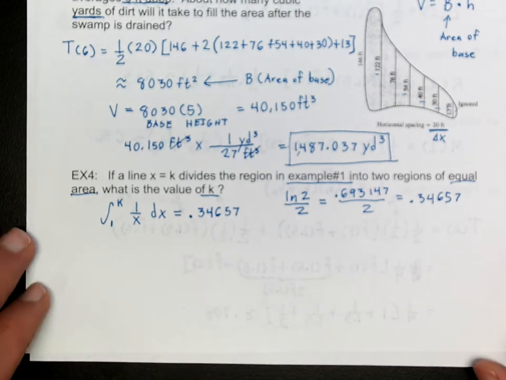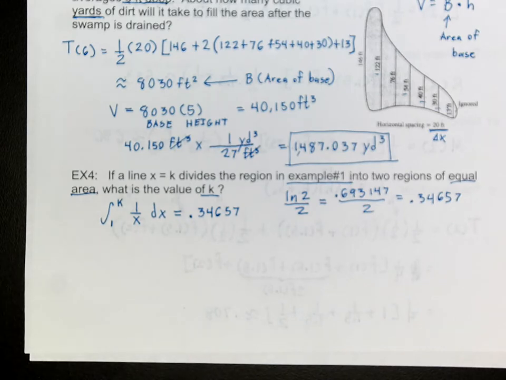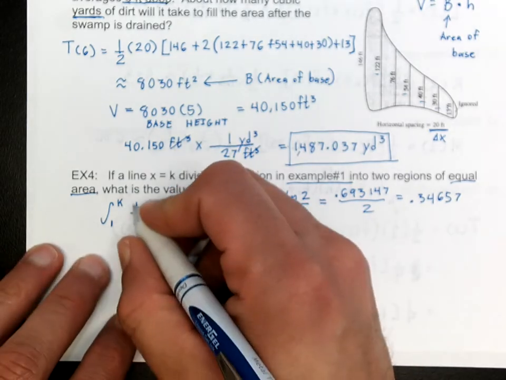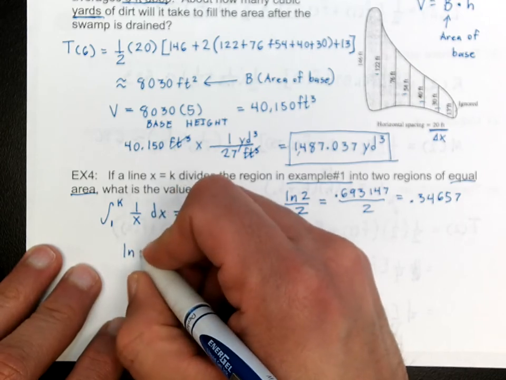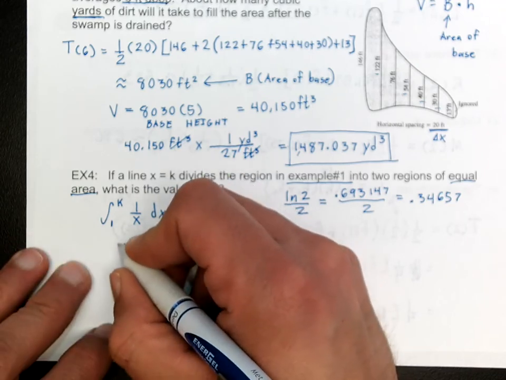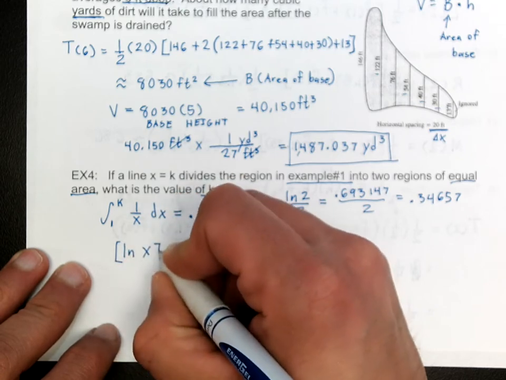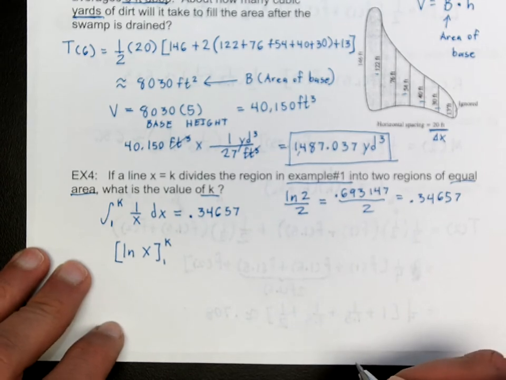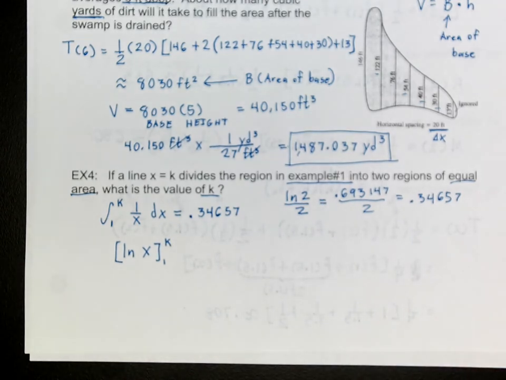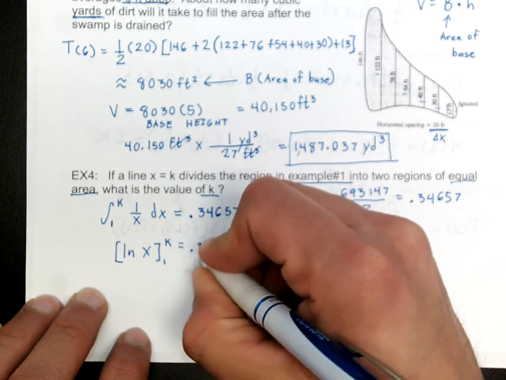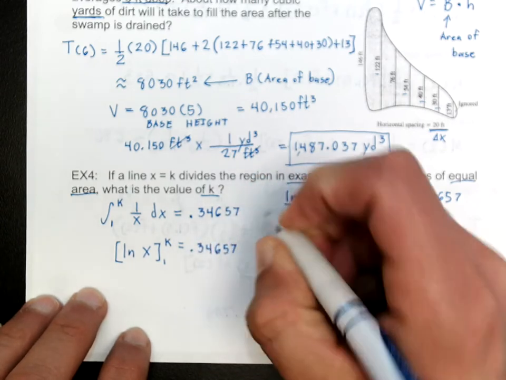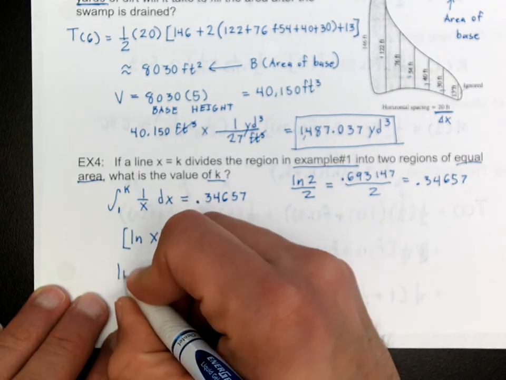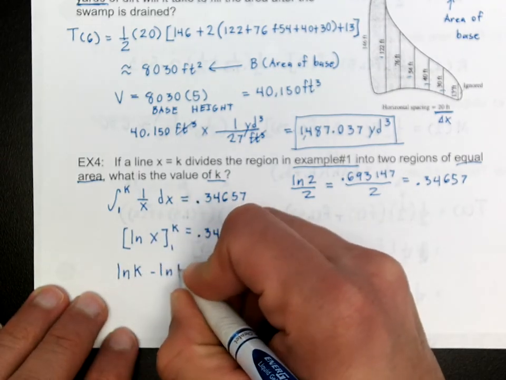So in order to solve that, I'm going to integrate, and I know how to integrate this, luckily. The antiderivative of that is the natural log of the absolute value of x. So we have the absolute value of x, and it should be equal to this. I have to continue and plug in my values. So I have the natural log of k minus the natural log of 1.